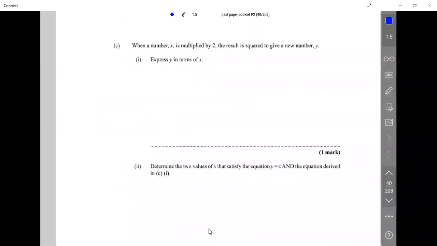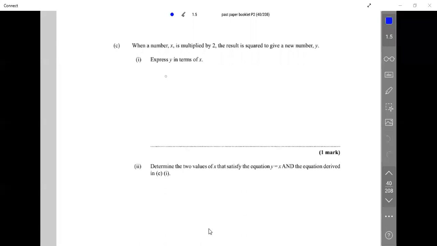All right, this is part C, which is the last part of the question. It says, when a number x is multiplied by 2, the result is squared to give a new number y. Express y in terms of x. So here's what we've got. The number x is multiplied by 2.